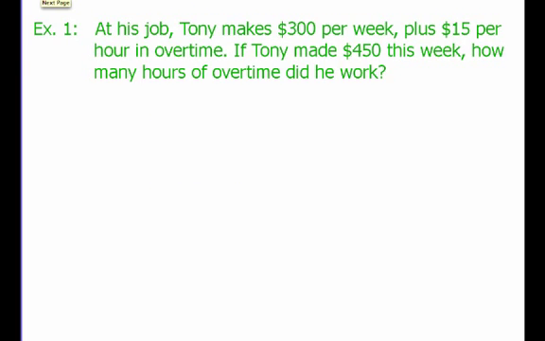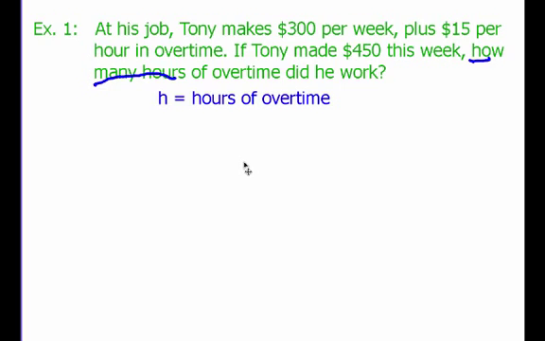So example 1 says, at his job, Tony makes $300 per week plus $15 per hour in overtime. If Tony made $450 this week, how many hours of overtime did he work? So our first step is to define our variable. And we do that by looking at what we're being asked. So if we read this last sentence, it says, how many hours of overtime did he work? So since that's what we're being asked, our variable, we're going to use h for hours of overtime, because that's what we're trying to figure out.